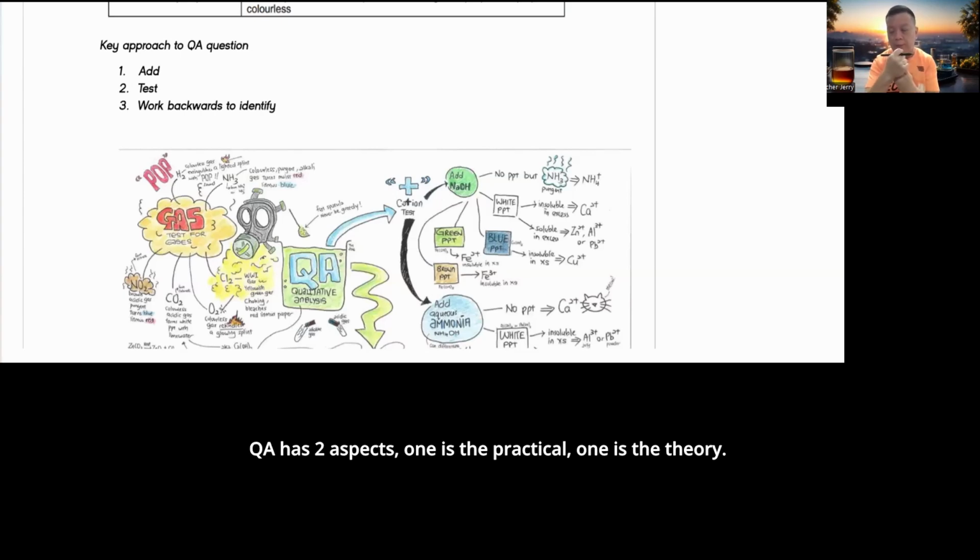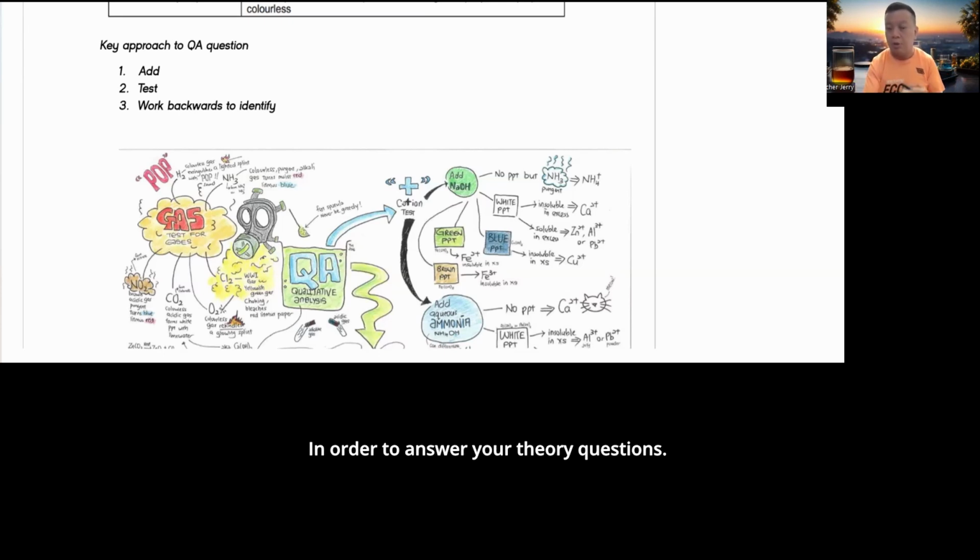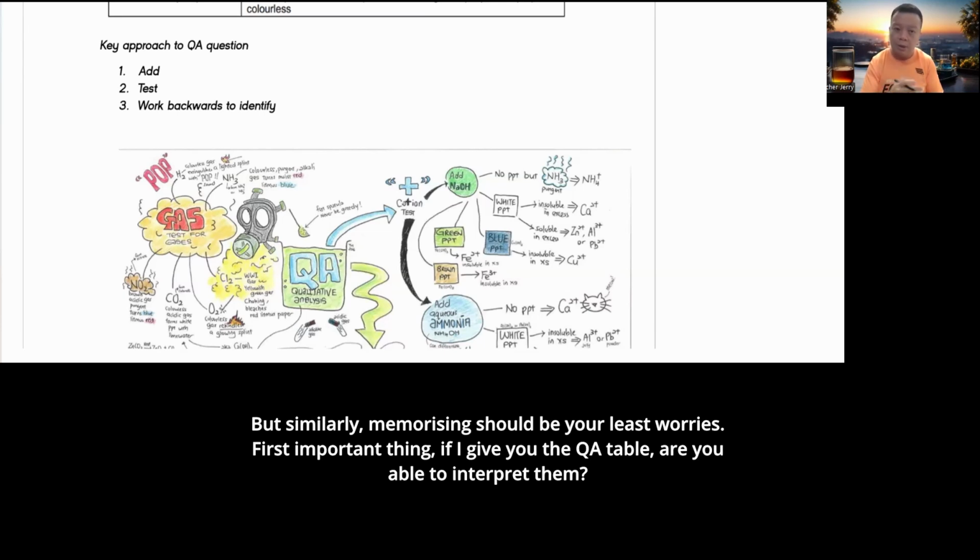QA has two aspects. One is the practical aspect. The other one is the theory. One of the most challenging parts is that you need to memorize the table in order to answer your theory questions. But similarly, memory should always be the least worry.